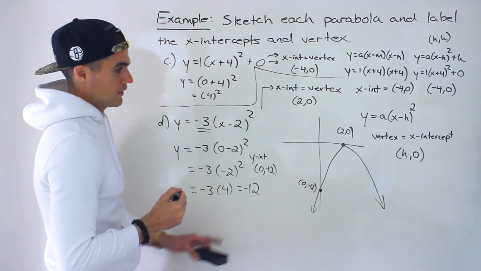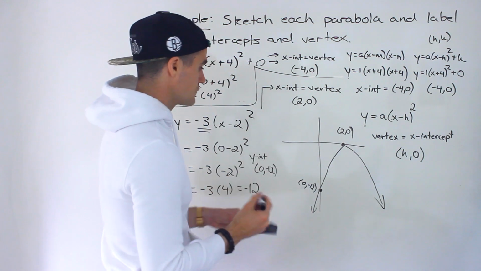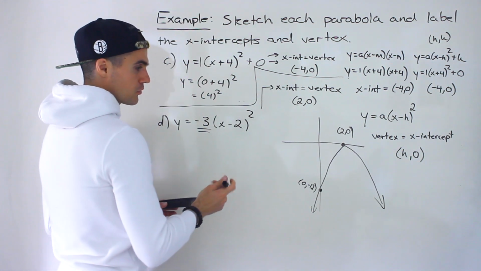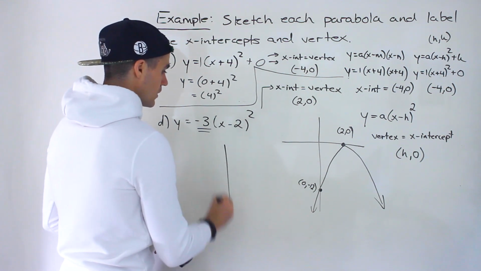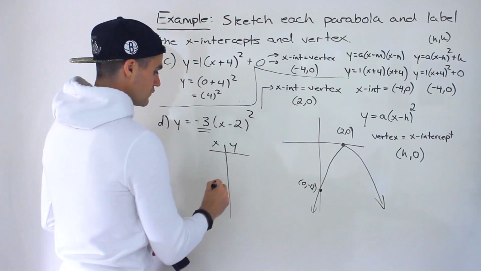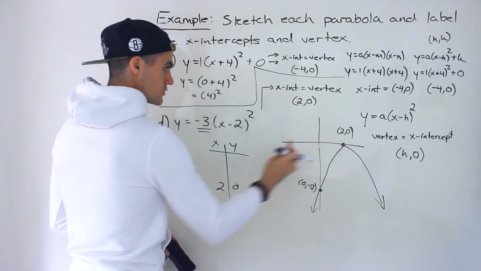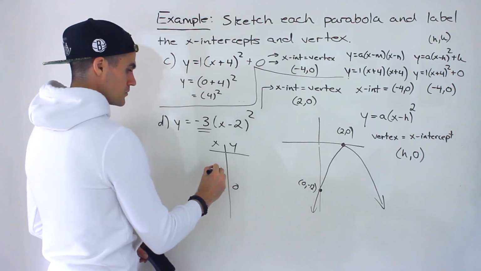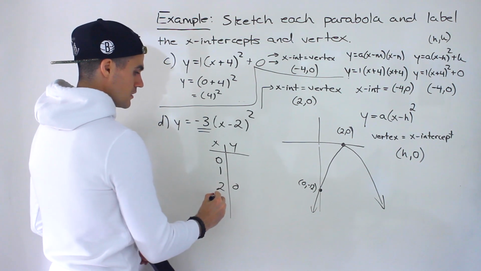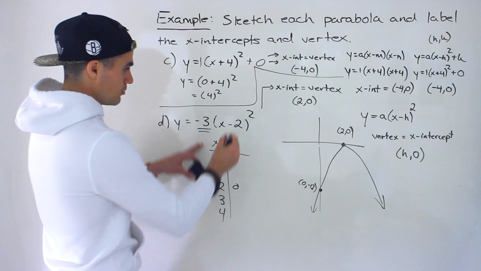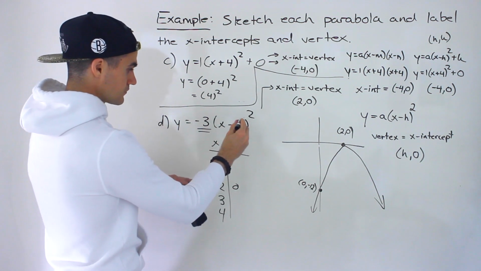Okay, and again, if you want to make a table of values, if your teacher requires a table of values for the other points, they want a little bit more detail, well, you can always put the vertex in the middle, pick 2 x values to the left, so that would be 1 and 0, 2 x values to the right, take these, plug them in here, right?